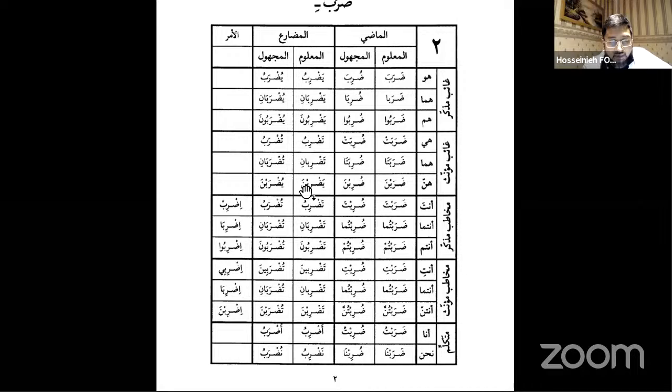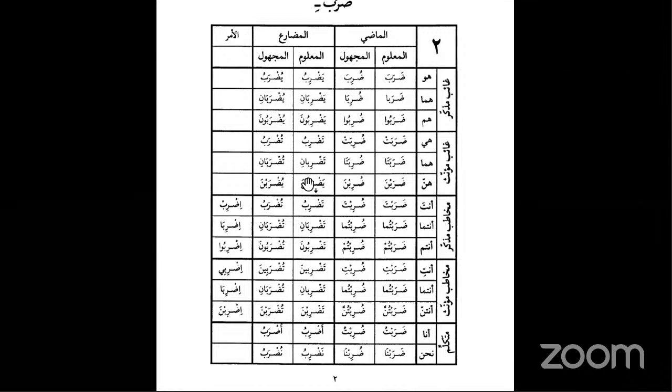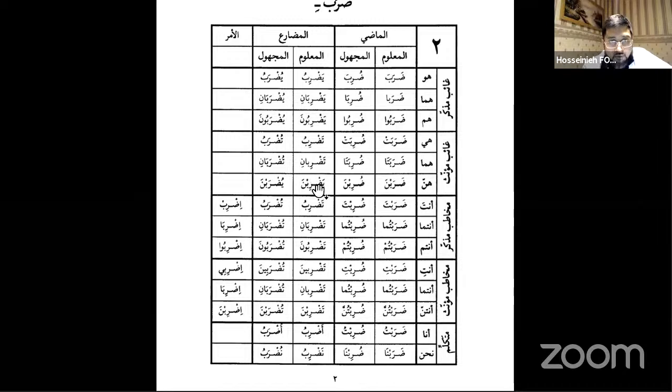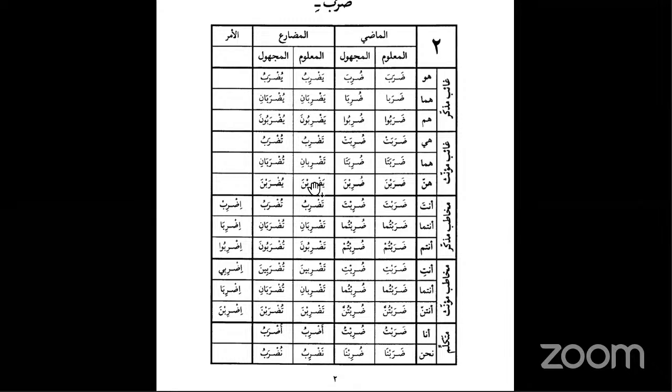This noon here is the noon of femininity, for female. And this form here is mabni, meaning that it's a solid form and it does not change regardless of the three different states of the present tense verb. It always remains as it is. Because it doesn't change in every state, are you able to identify which state it's in?